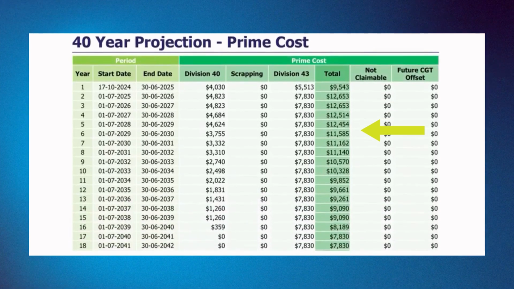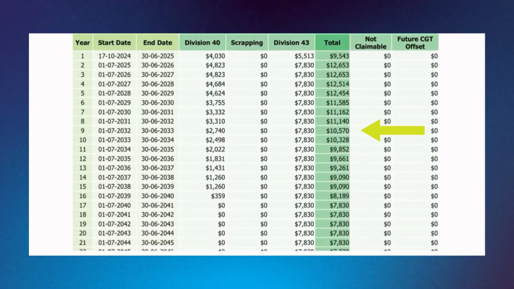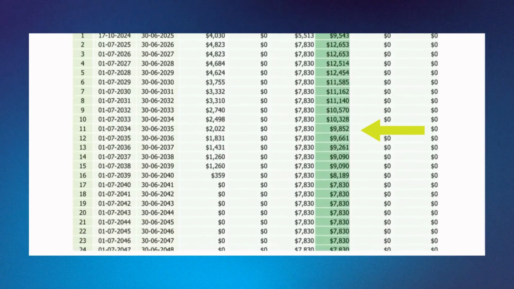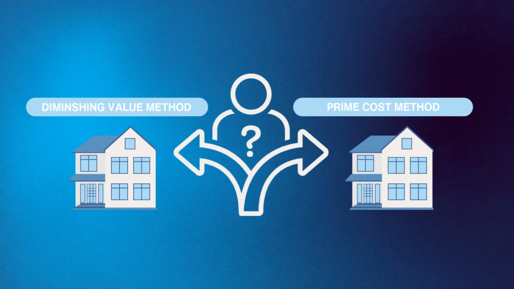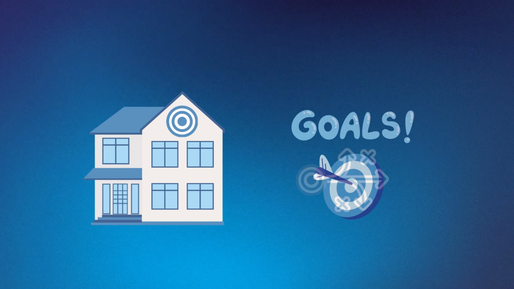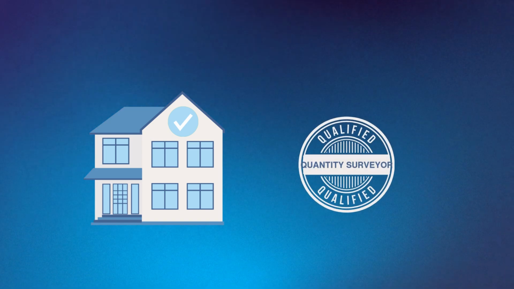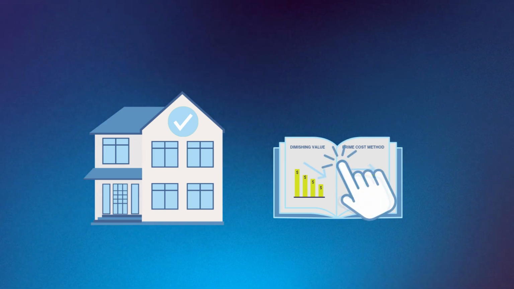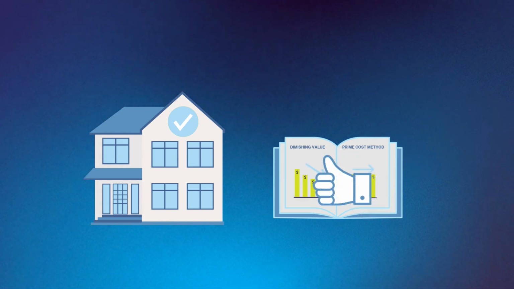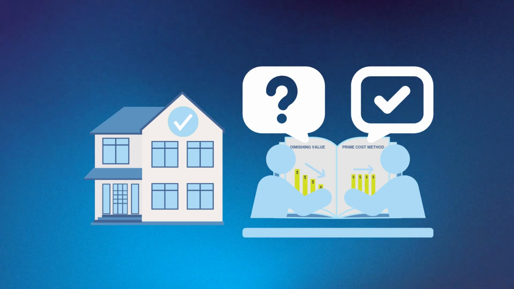This can simplify financial planning and forecasting, making it ideal for investors who prefer a consistent return over the life of the asset. Choosing between the diminishing value and prime cost methods depends on your investment strategy and financial goals. A quality depreciation schedule prepared by a qualified quantity surveyor will report both methods, allowing you to select the one that best suits your circumstances. Consulting with your accountant can also help you determine the most advantageous method for your specific situation.